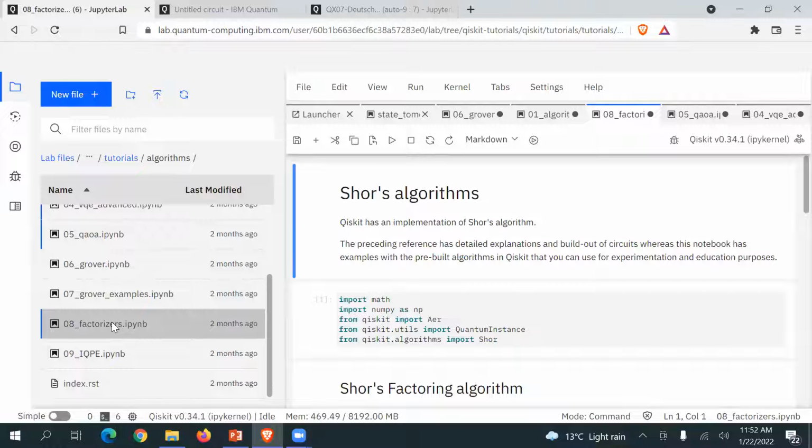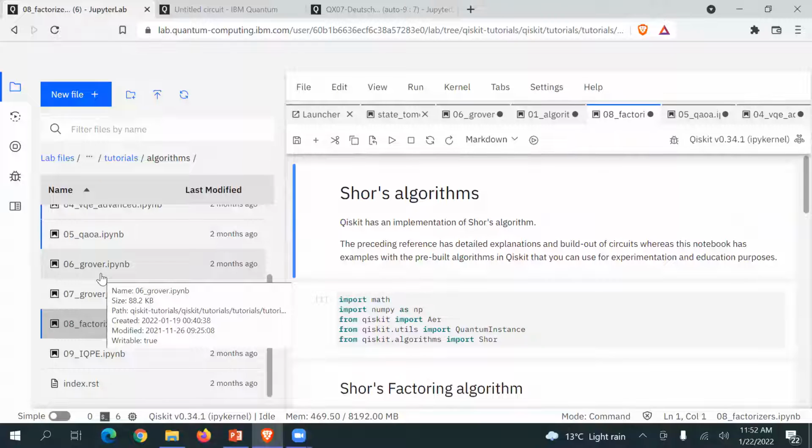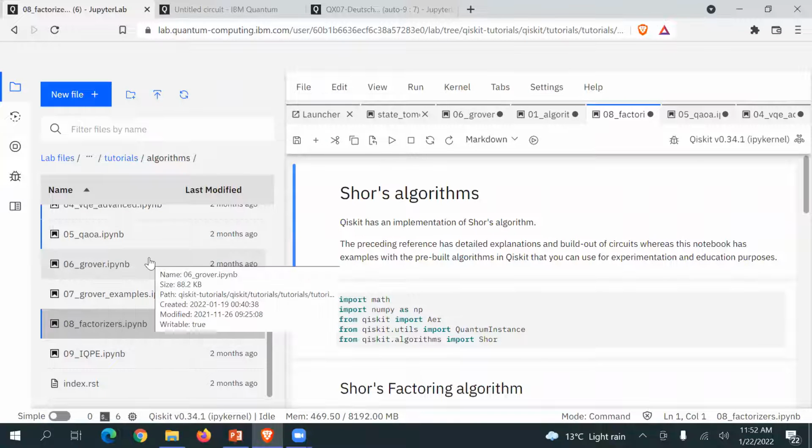Is it necessary to install Qiskit here as well as IBM Quantum? No, IBM is completely a platform as a service. You don't have to install anything. Everything is pre-installed. Come in, create your ID, and just use it. That's all. You don't have to install anything.